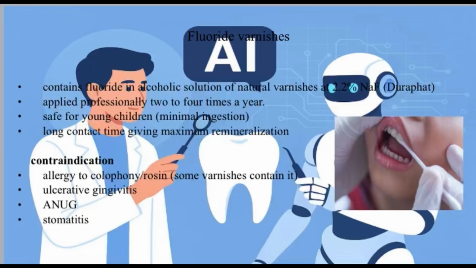Fluoride varnishes. Contains fluoride in an alcoholic solution of natural varnishes, at 2.2% NaF, Duraphat. Applied professionally 2 to 4 times a year. Safe for young children, minimal ingestion. Long contact time giving maximum remineralization. Contraindication: allergy to colophony, rosin, which some varnishes contain. Also ulcerative gingivitis and stomatitis.